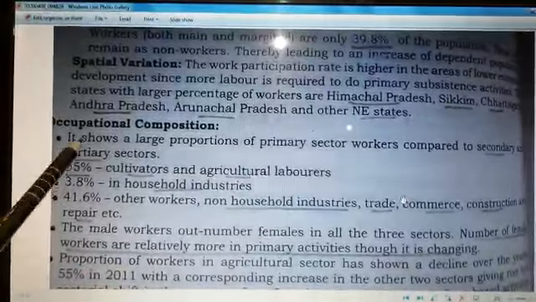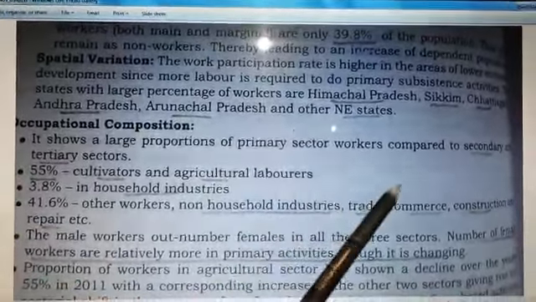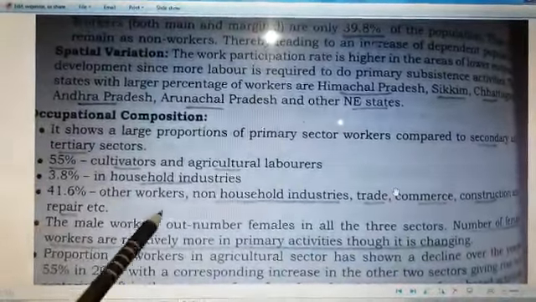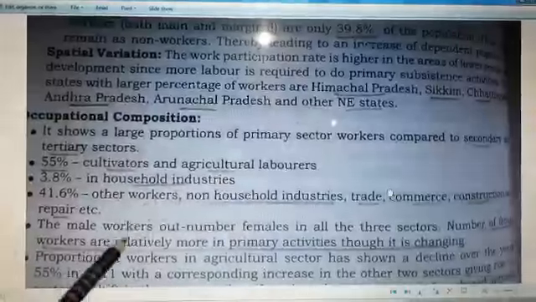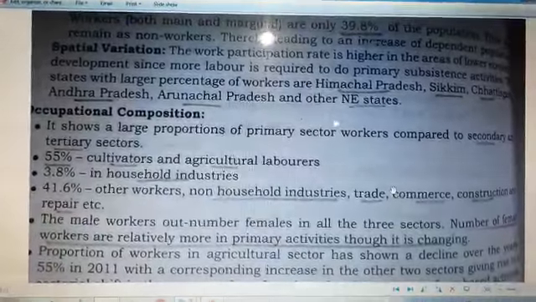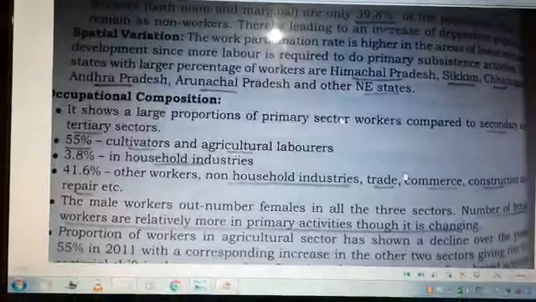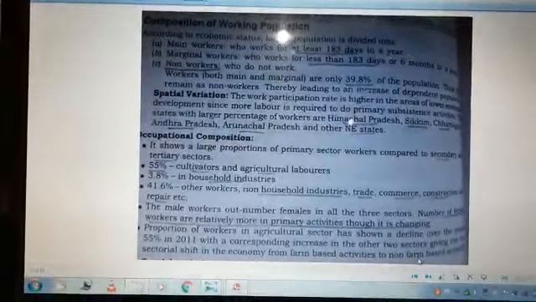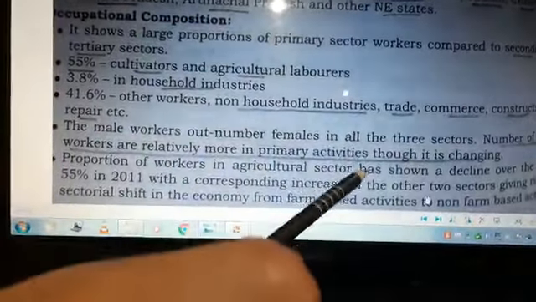Next, 41.6% are other workers or non-household industries, trade, commerce and construction. Okay, in the next point, the male workers are more than the number of females in all the three sectors. The number of female workers are relatively more in primary activities, though it is changing. Yes, if we talk about primary sector, more are the female workers working on the field as compared to the male workers, right?